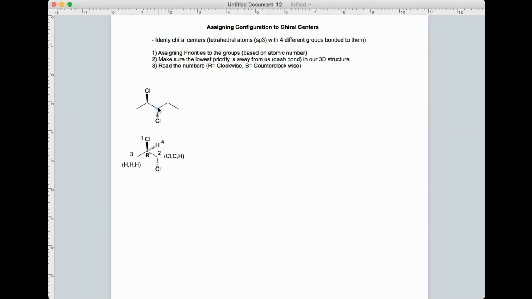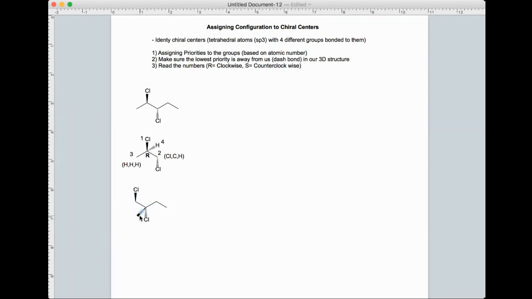Now I'm going to look at the carbon next to it. I'm going to copy this. So the carbon next to it is this one here, bonded to another carbon. This is a flat line bonded to another carbon. This is a flat line. These two are in the plane of the screen. Away from us, there is a chlorine.